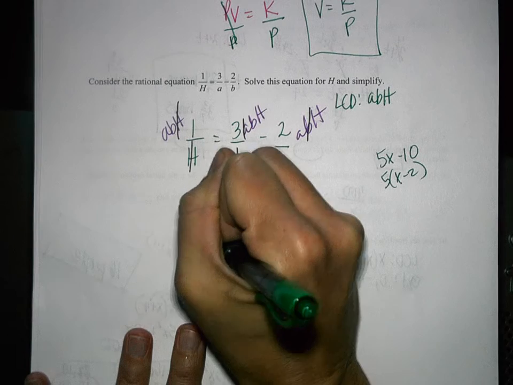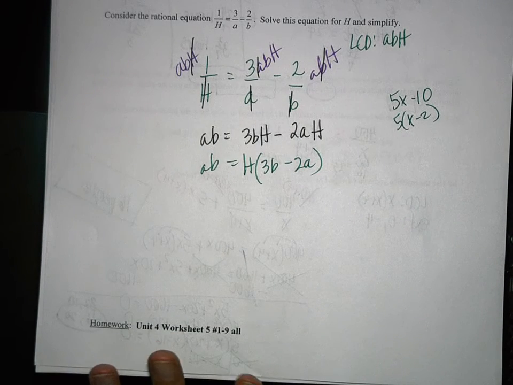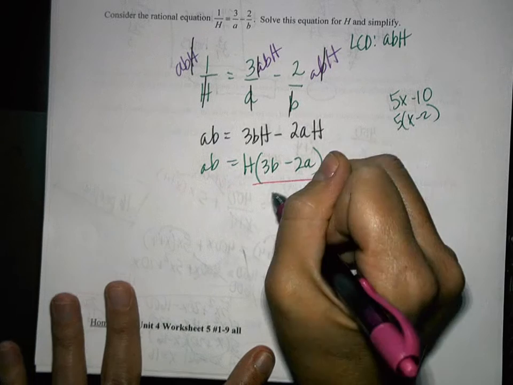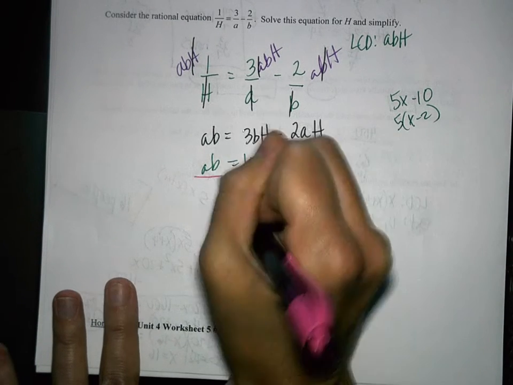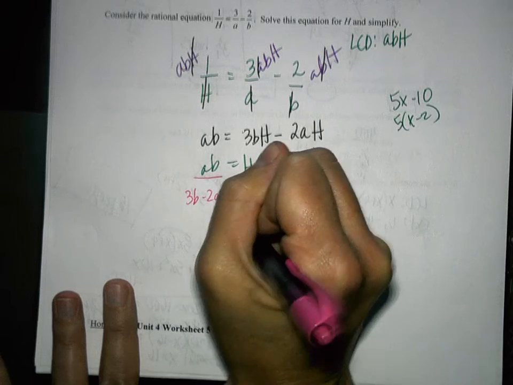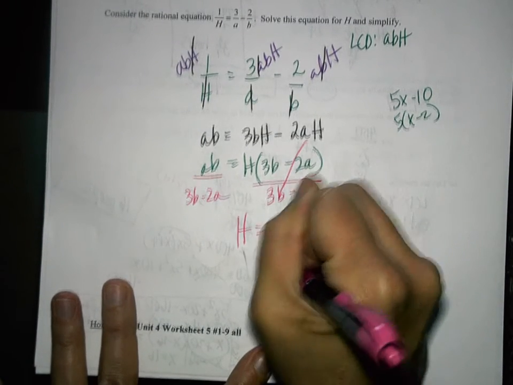Did you guys see that? Yeah. And then how do I get h by itself? Divide by a. No, we want h by itself. We're going to divide by 3b minus 2a. You're right. These cancel. h equals ab over 3b minus 2a.